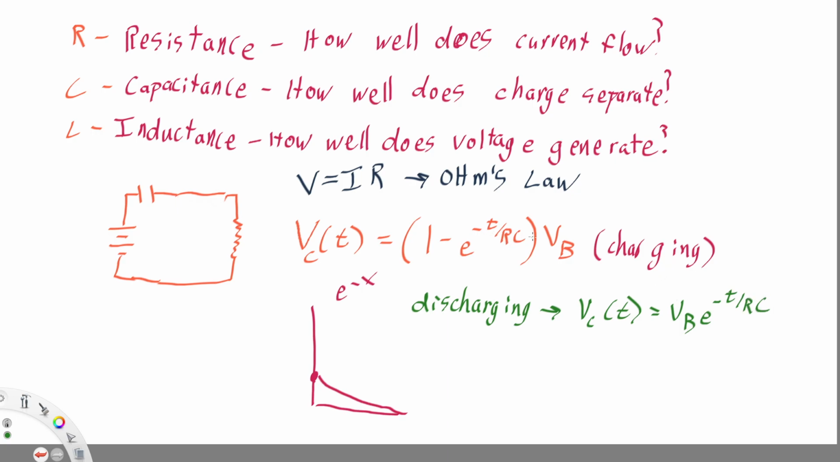Where this R and C in the exponent is literally the value of the resistance of this resistor and the capacitance of this capacitor. And R times C is the time constant. So t over RC is like how many time constants you've let the system relax.